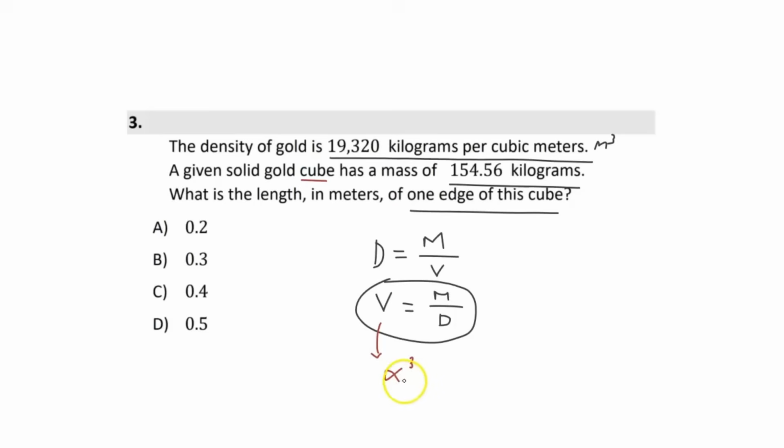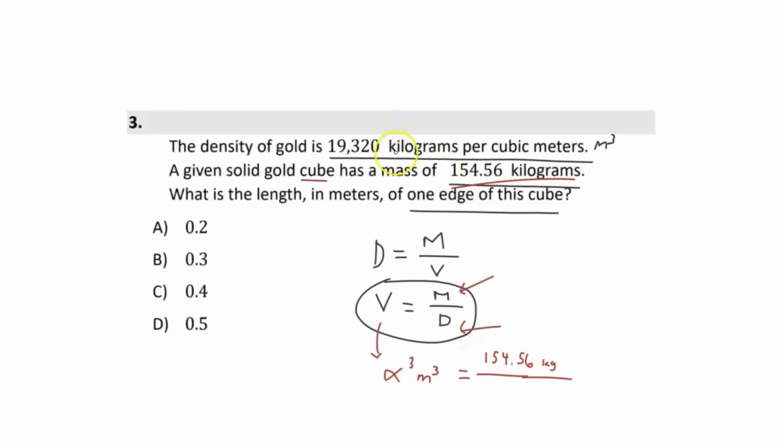Alpha in our case represents one edge of this cube. That's the length in meters. But alpha cubed means that alpha has a corresponding unit of meters, and so for cubing it, that must have the unit of meters cubed. Cool. So now we can set this equal to, so volume corresponds to this. Now, what do the other parts correspond to? Well, this top part is the mass. Well, it's given right here. 154.56 kilograms. Boom. Perfect.